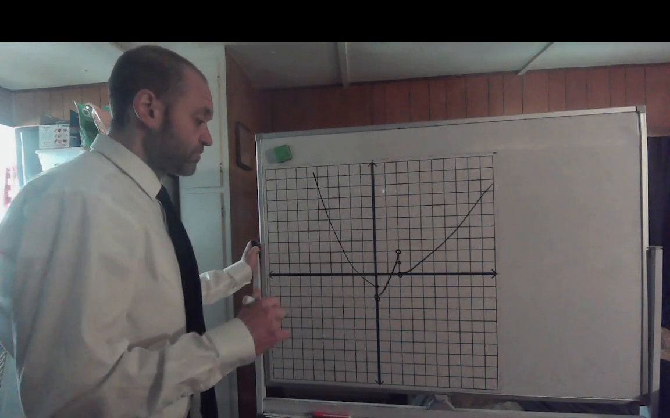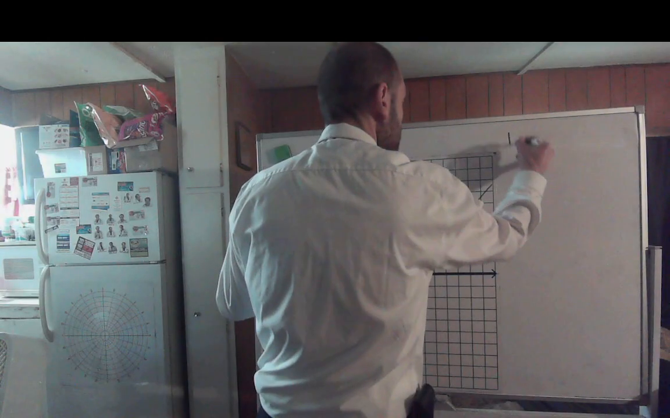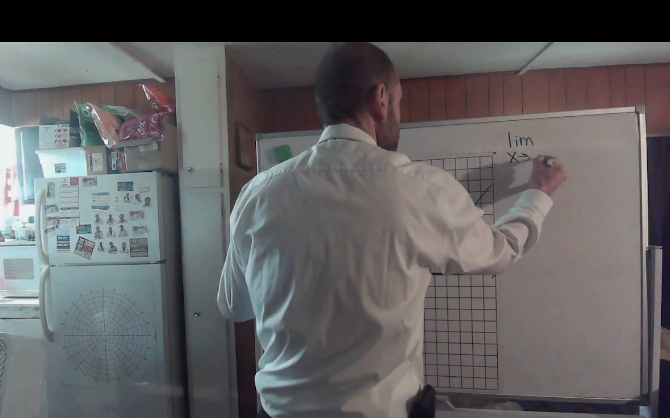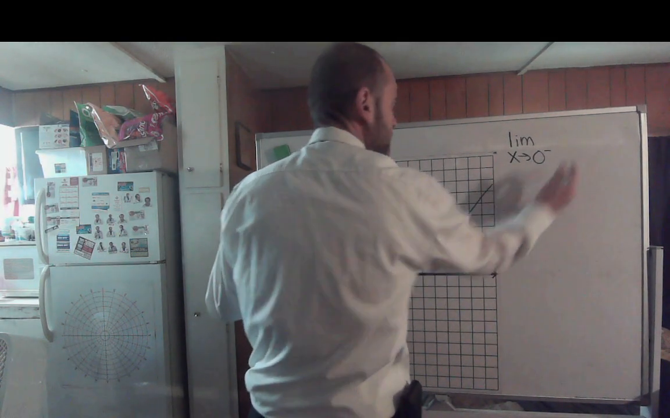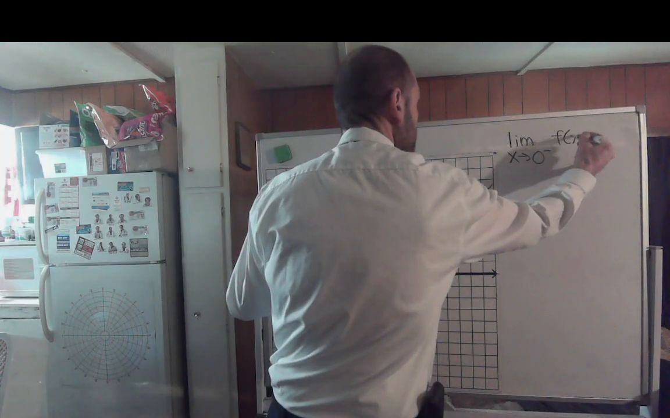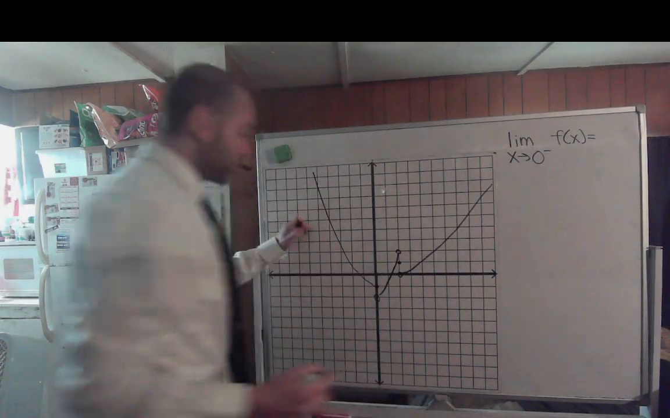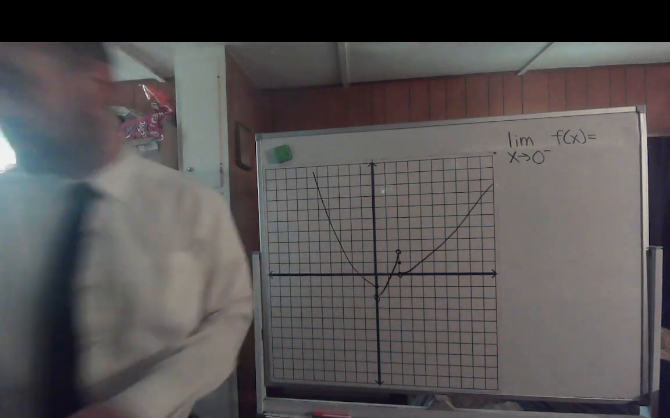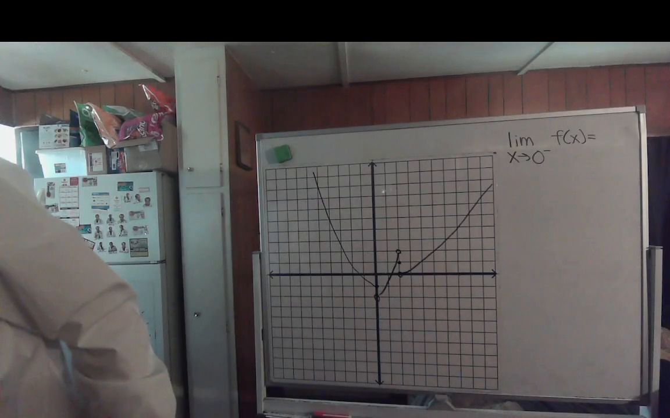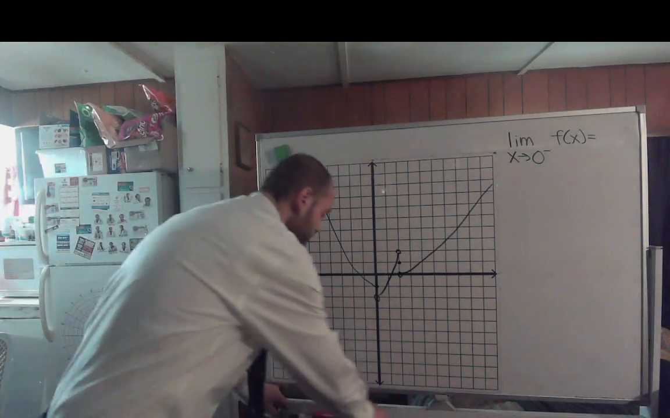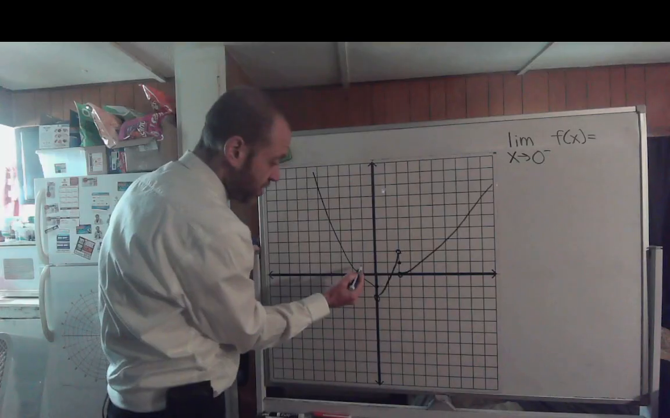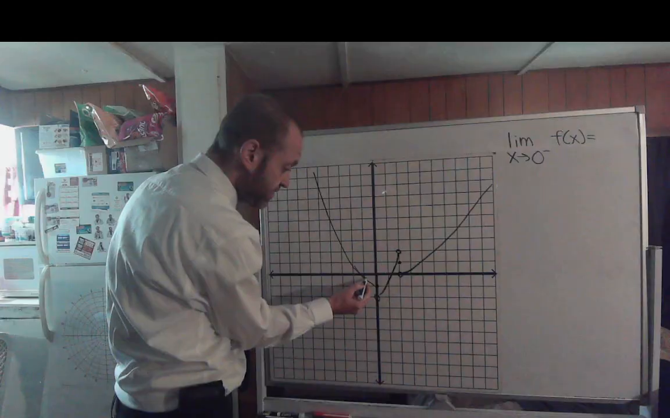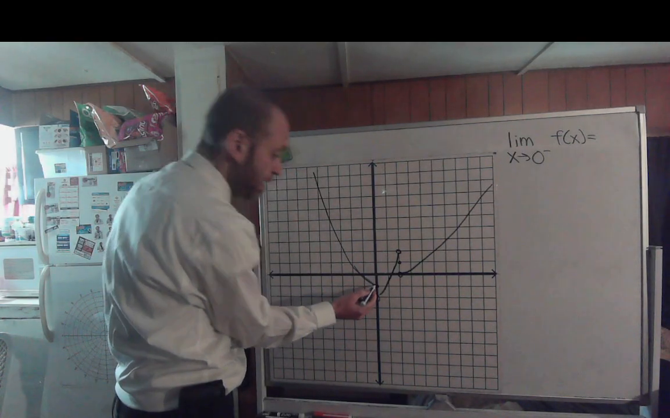Let's take the limit as x approaches 0 from the left of this particular function. So we're going to go along the graph from the left as x approaches 0. So let's do that in blue marker. I'm going to take my blue marker, and I'm going to trace along this graph as x approaches 0.